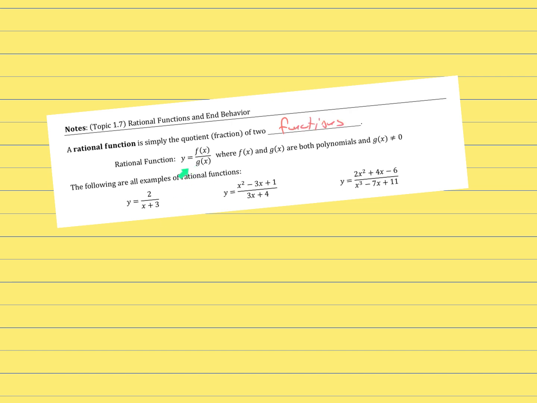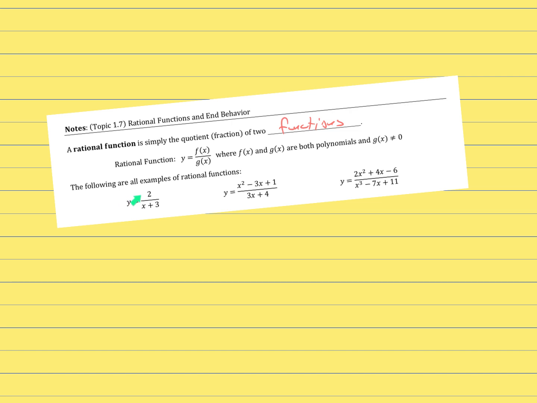When it's all said and done, you have a numerator and a denominator, where f of x and g of x are both polynomials. The catch here, g of x can't equal 0. Why? You can never divide by 0. So whatever functions of x you have, the values of x can't make the overall denominator equal 0. Sometimes 0 can be in the denominator, but the overall denominator itself cannot be 0.